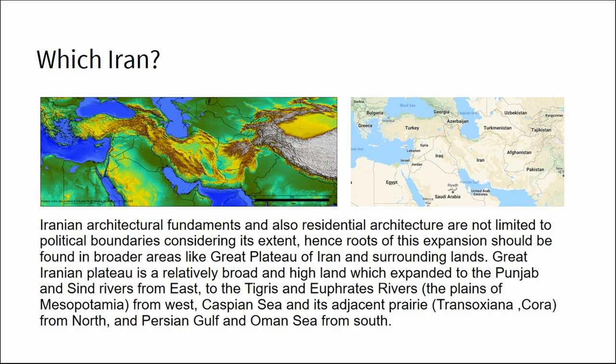The first question is: which Iran? Because we talk about the earliest time until around 5,000 years ago. Today, Iranian architecture, fundamentals and also residential architecture, are not limited to current political boundaries, because these boundaries are around 200 years old. But the origin of Iran and the culture of Iran comes from 1,000 years ago.